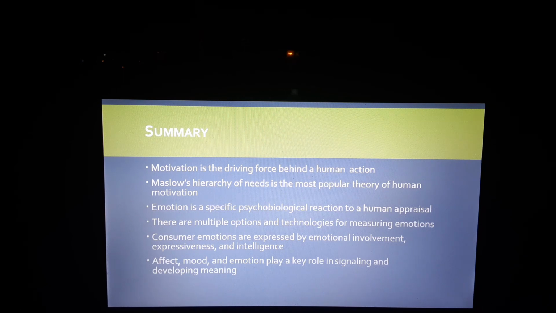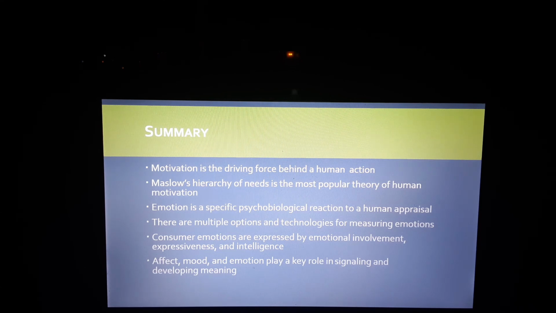Okay, so let's just look at the summary here. Motivation is the driving force behind human action. We talked about the hedonic or utilitarian value of a product, and then we also talked about Maslow's need hierarchy. Maslow's hierarchy of needs is the most popular theory of human motivation. Emotion is a specific psychobiological reaction to a human appraisal. So that's the idea, you feel it in mind and body. There are multiple options and technologies for measuring emotions that people use: observation, self-reporting, that kind of thing.